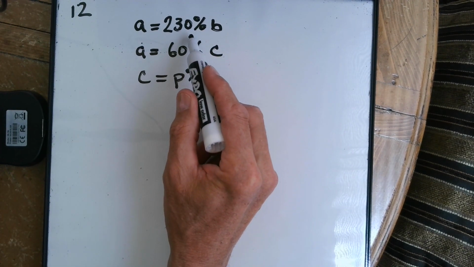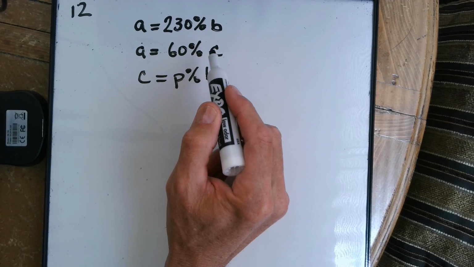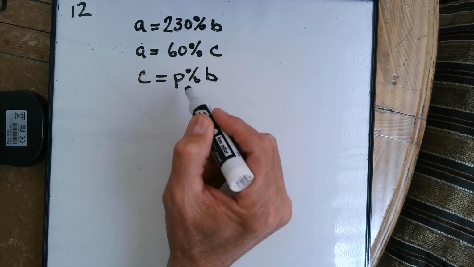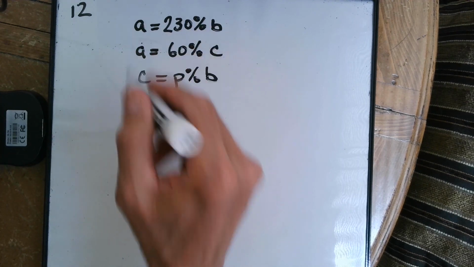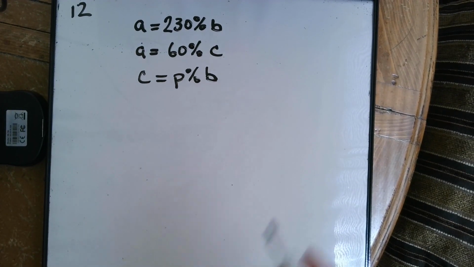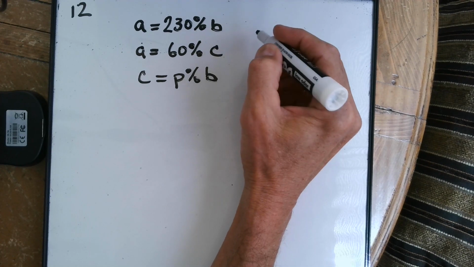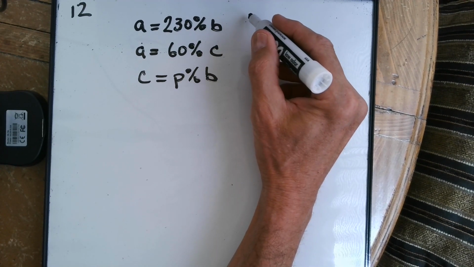A is 230% of B. A is also 60% of C, and C equals P% of B. Okay, so the percents make this a little confusing, or a lot. So let's change everything to what percent means, which is a fraction, right, out of 100.